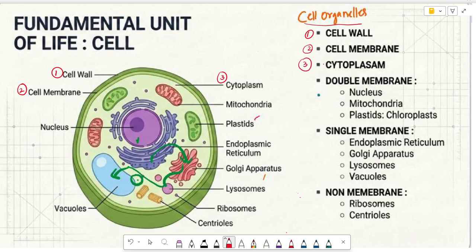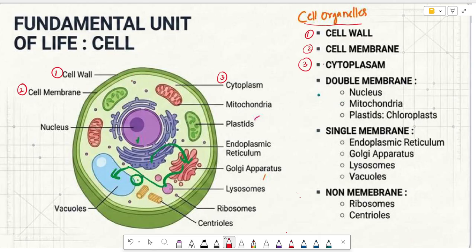Next, to remember, we cannot learn the cell organelles randomly. There should be a certain pattern we follow. Here, the pattern I generally follow is to categorize the cell organelles into some criteria: whether they are layered by one membrane, or two membranes, or there is no membrane and they are directly present in the cytoplasm. First, the double membrane organelles.